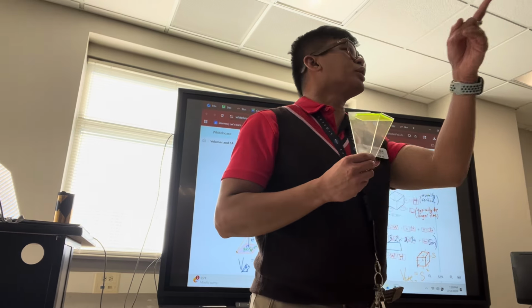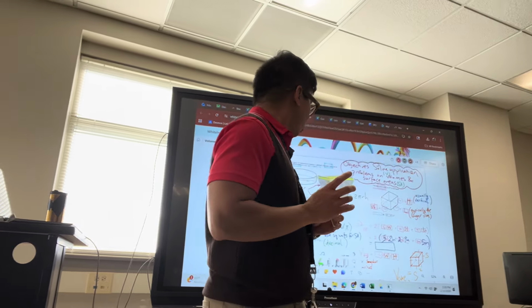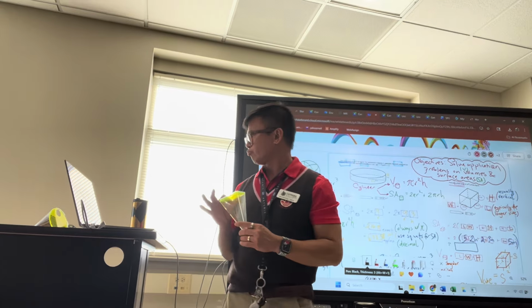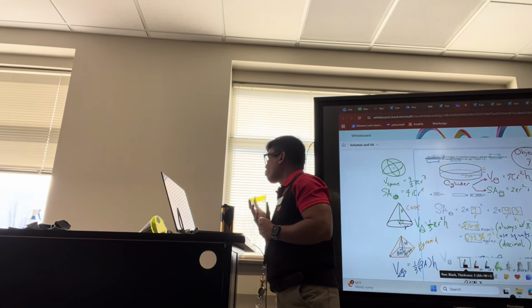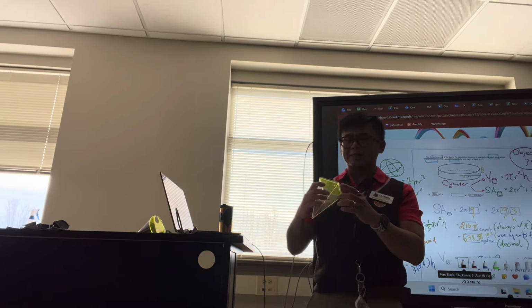Can anyone see a ruler in there at the back? I thought we had some rulers in here last time. I think I got all of those rulers last time, right?